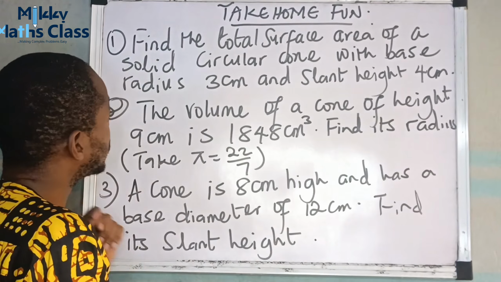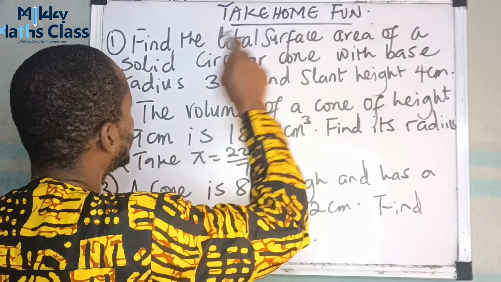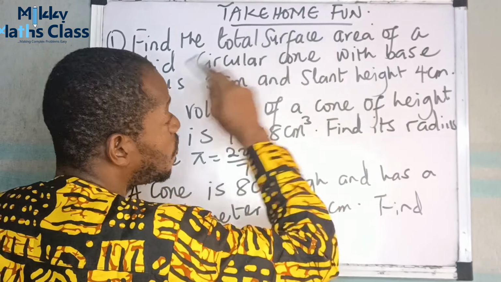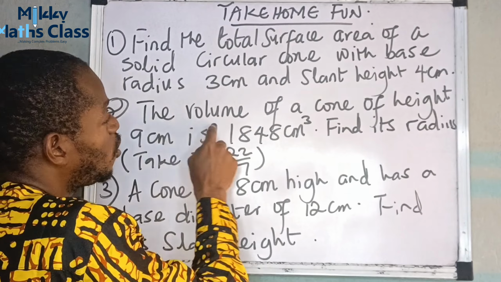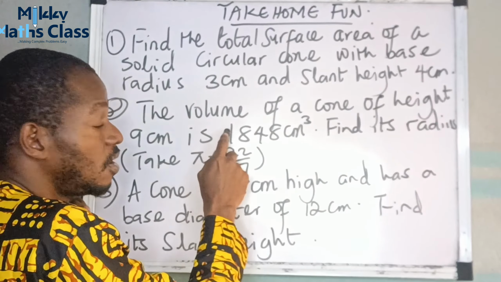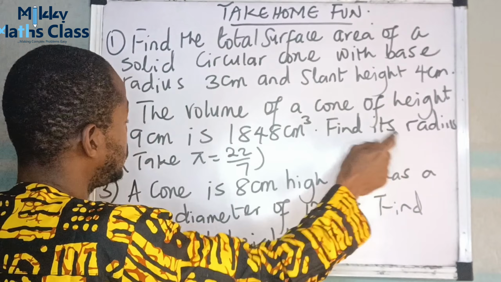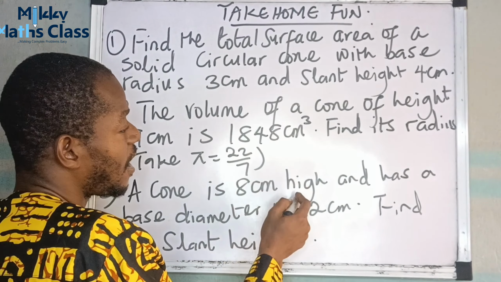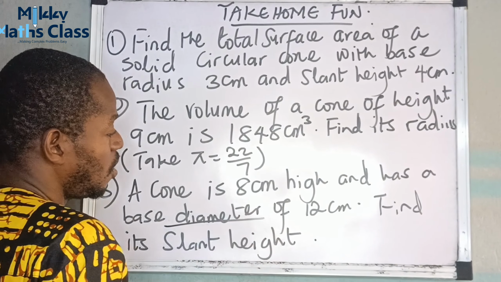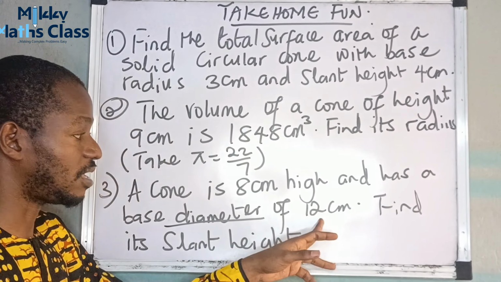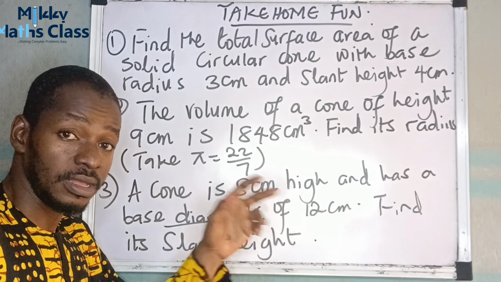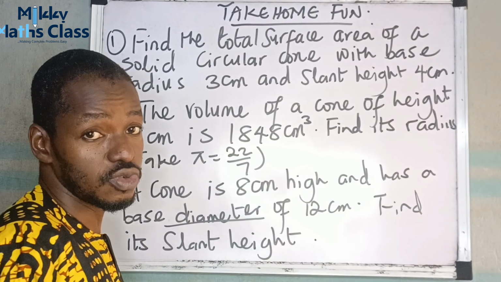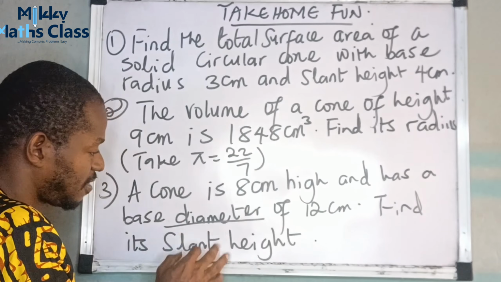You can practice at your leisure time. The first one says, find the total surface area of a solid circular cone with base radius 3 cm and slant height 4 cm. The second one says, the volume of a cone of height 9 cm is 1848 centimeter cubed. Find its radius. Take pi to be equal to 22/7. The third one says a cone is 8 centimeter high and has a base diameter of 12 centimeter. Of course, you know that you cannot use this 12 centimeter. The radius is the diameter over 2, so you have to divide this by 2 to plug into the formula. Find its slant height.